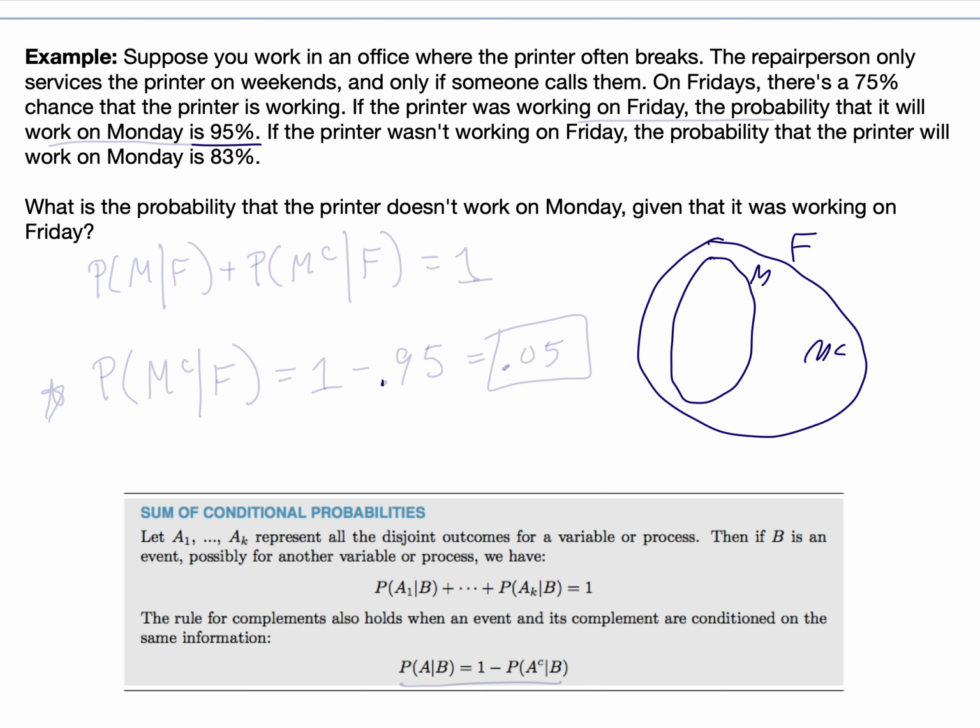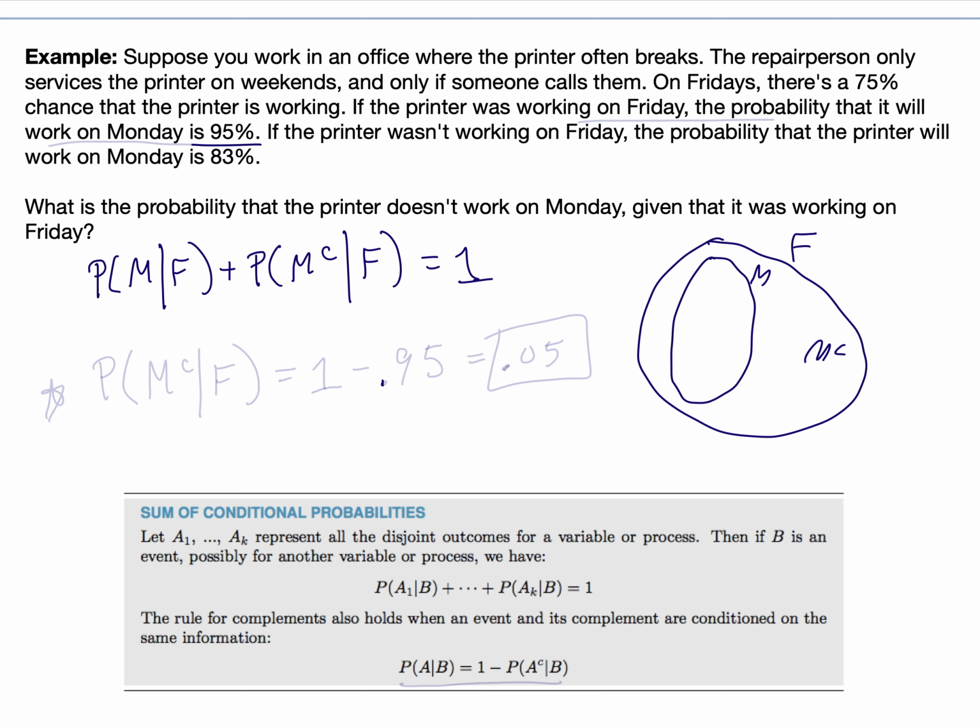So now, in all cases, we are certain that the printer will be working on Friday. And so that means that the probability that the printer works on Monday, given that it was working on Friday, plus the probability that the printer wasn't working on Monday, given that it was working on Friday, is 1, because that's our entire sample space.